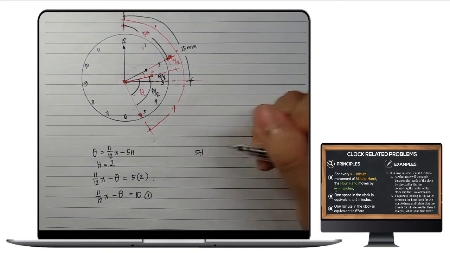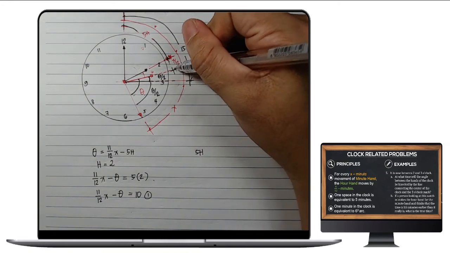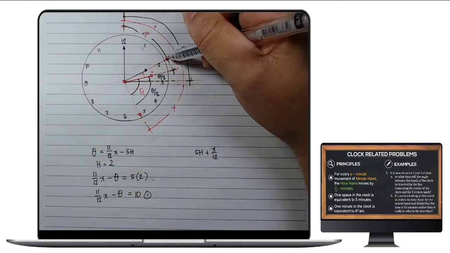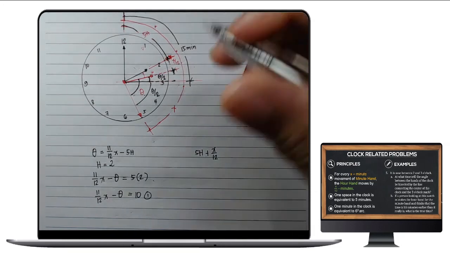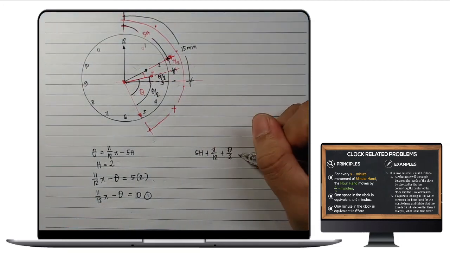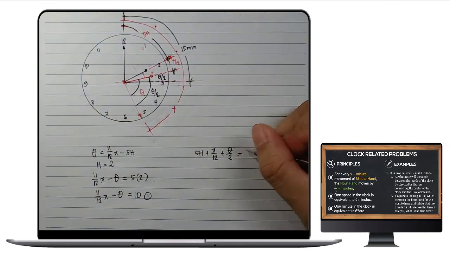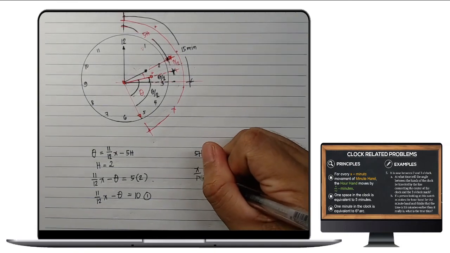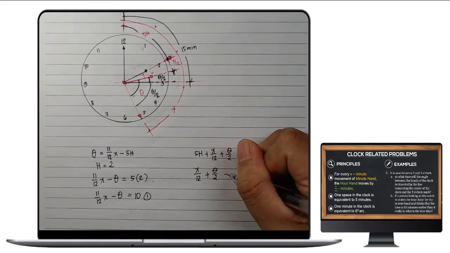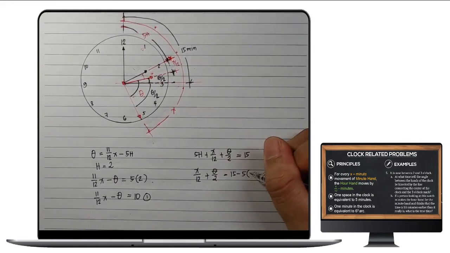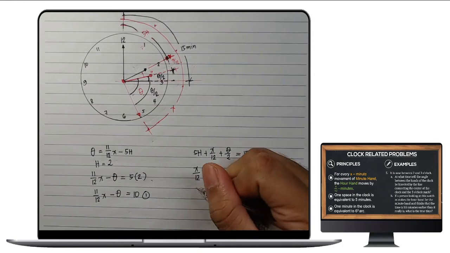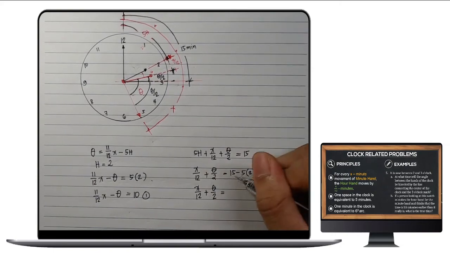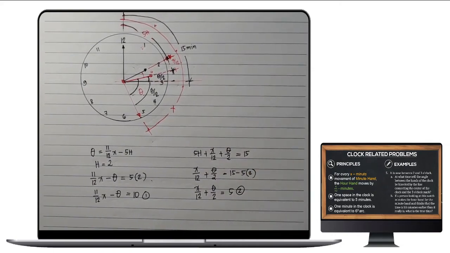Okay, so that is 5h plus x over 12. So x over 12. So this 5h plus x over 12 plus theta over 2. So plus theta over 2 is equal to yung buo, which is 15. So we can form another equation from here. So that is x over 12 plus theta over 2 is equal to 15 minus 5h, where h is equal to 2. So that is simply x over 12 plus theta over 2 is equal to 15 minus 10, that is 5. So that is your equation 2.